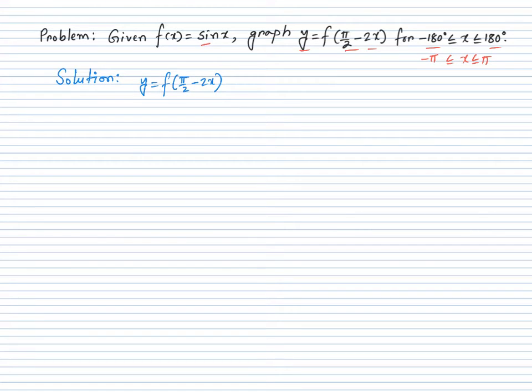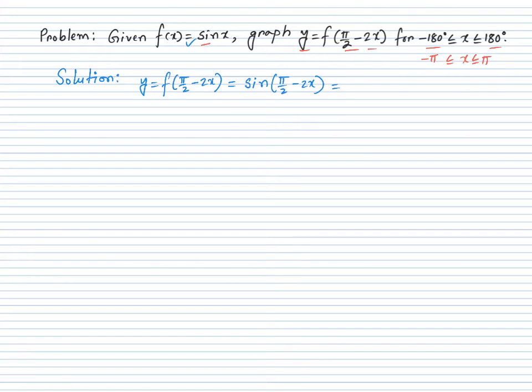Before we can sketch or graph the function, we need to find what the function is. Given f of pi over 2 minus 2x, we apply this definition, f of x is equal to sine of x. That gives me sine of pi over 2 minus 2x. Now, this is the function we need to graph. However, it will be easier for us to graph something simpler.